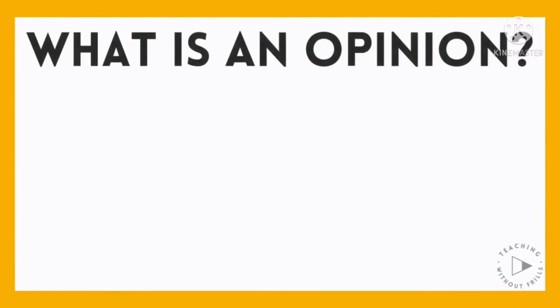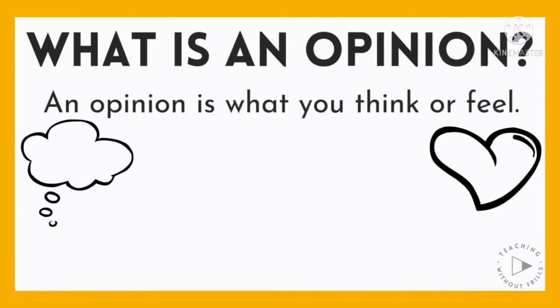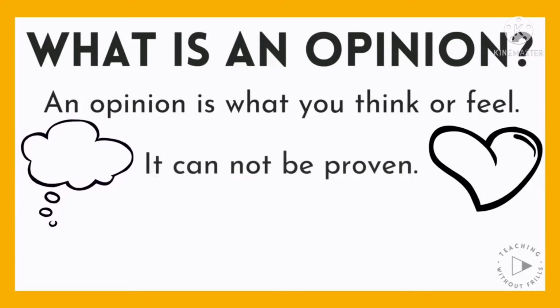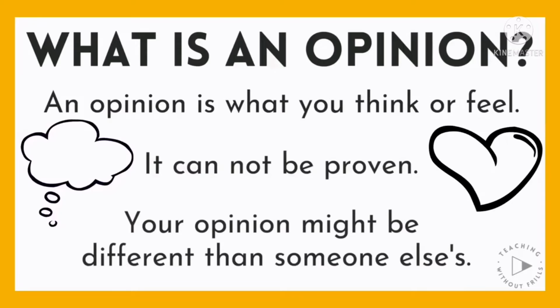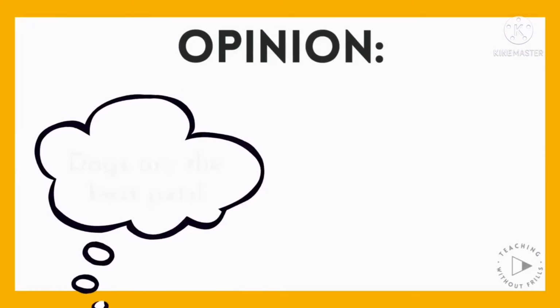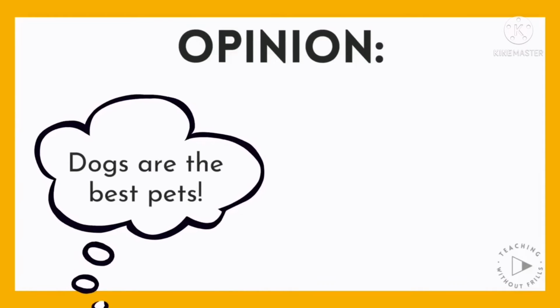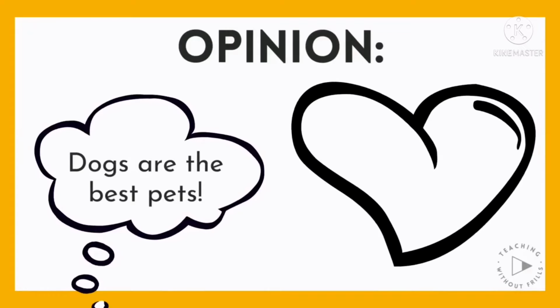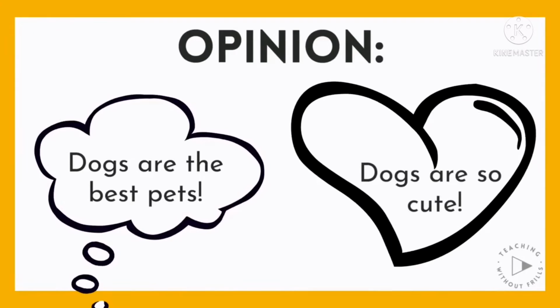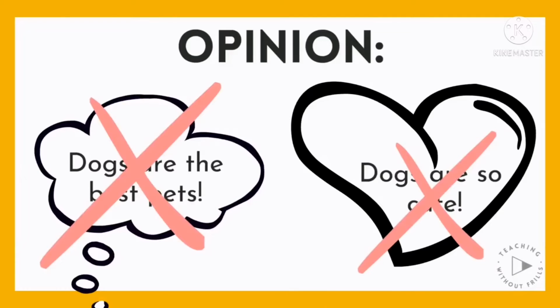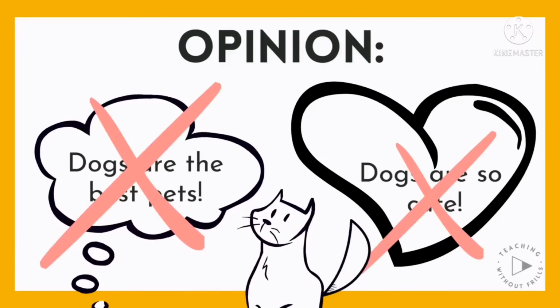So, what's an opinion? An opinion is what you think or feel about something. It cannot be proven. And your opinion might be different than someone else's. Here's an example. You may think dogs are the best pets. You may feel like dogs are so cute. But someone else may think, no way, cats are the best and they are way cuter.